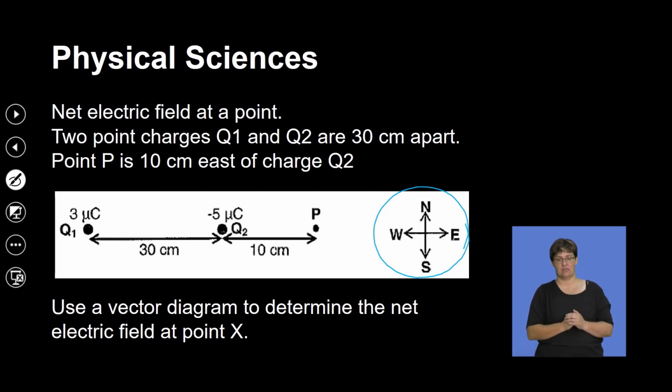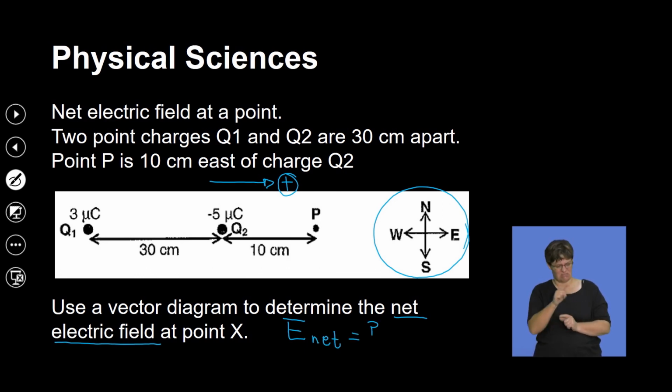Towards P is east, towards Q1 is the opposite, which is west. For argument's sake, from the onset, naturally I would choose, because I'm right-handed, east as positive, but it doesn't have to be like that. So we'll take this one as positive, as an example. Now use a vector diagram to determine the electric field at point X, but we are talking about the net electric field at point X. So what are we looking for here? We're looking for E net.